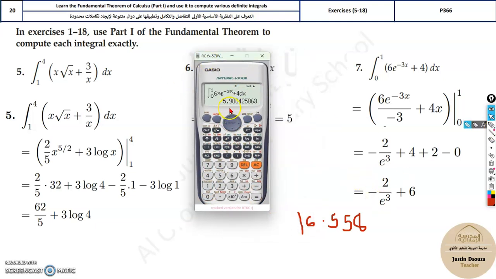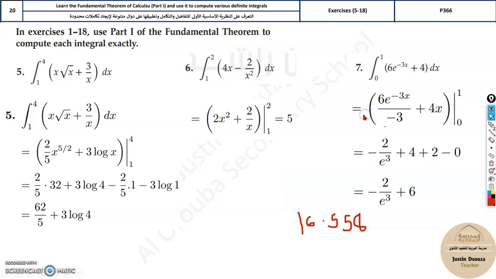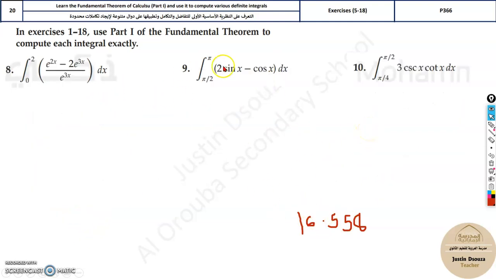Now it's not matching. I'll just keep in mind 5.9. Let me solve all the values. It's minus 2, divided by e to the power 3, plus 6, the fraction. Now it should be 5.9, and that's the correct answer. So always remember one thing. You can do it by integrating. You can integrate it and apply the limit. It's the same thing, but it's just going to take you lots of time. Whereas doing it in the calculator and checking for the answer will be much easier.